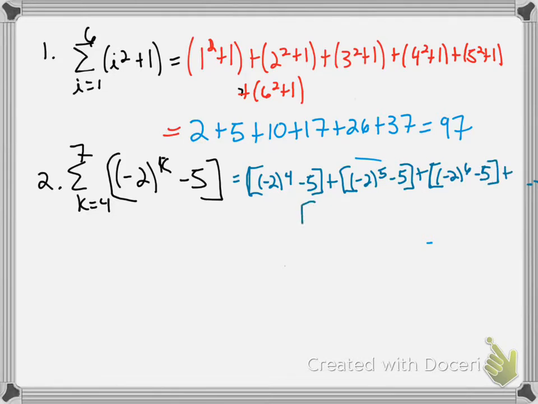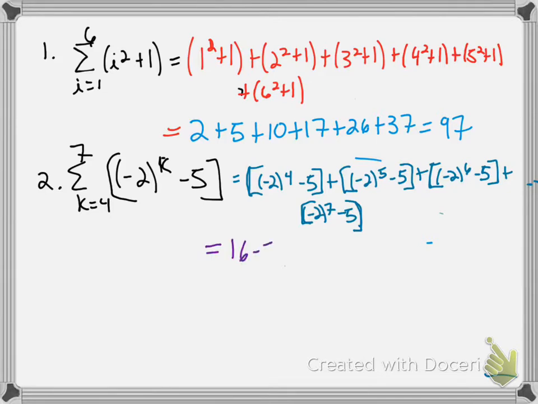Plus -2 to the 7th minus 5. Okay, so this is making a lot bigger numbers than I would like to work with, but we're going to do it. Okay, so -2 to the 4th. So we know that's the same thing as 2 to the 4th. So 2 times 2 times 2 times 2. So that gives me 16. Since it's a negative to a positive power, that tells me it's going to be a positive 16.